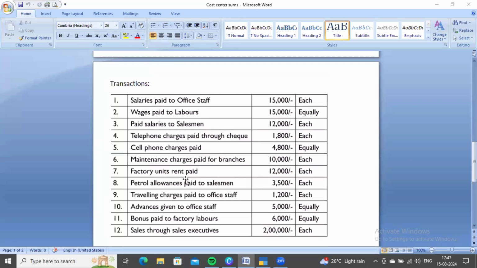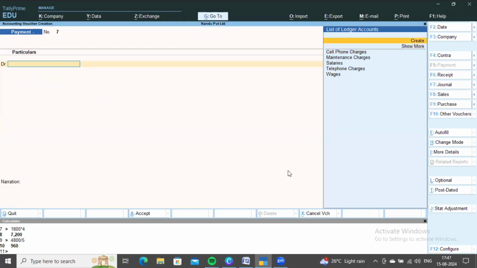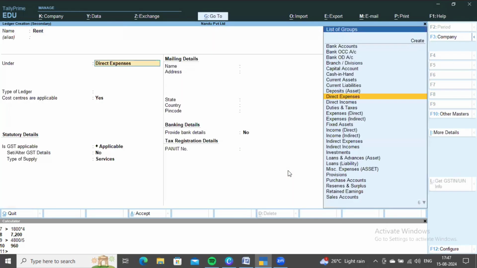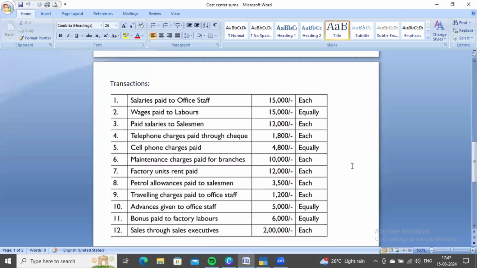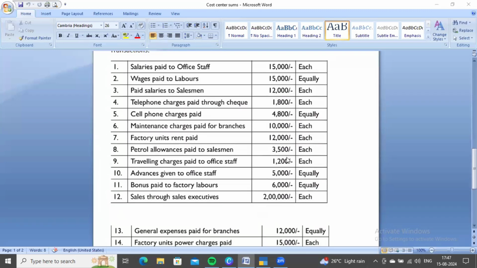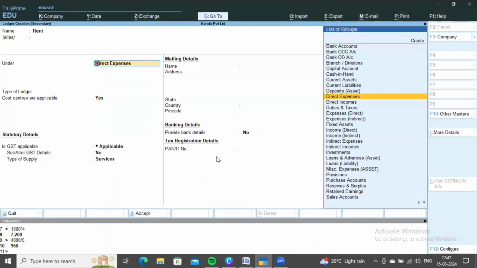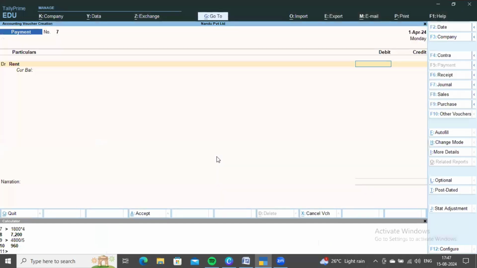Next, factory units rent paid. You are allocating the rent cost on factory units category, 12,000 each. Okay, you need to create rent ledger account. You are paying rent on factory, right? Yes, you are paying rent on factory. So it is direct expenses only, because on factory you are paying rent.